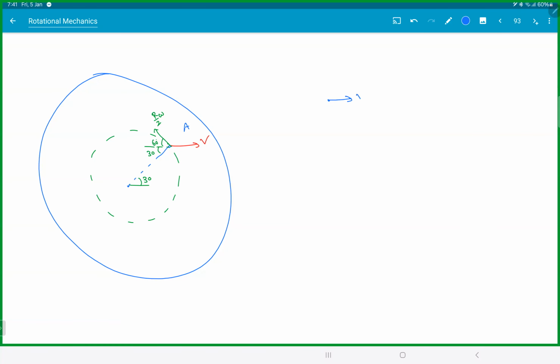So at point A, we have velocity v. This would be r omega by 2 sine 60. This will be r omega by 2 cos 60. So velocity of A will be v minus, omega is 3v by r, so r omega is 3v by 4 i cap, plus r omega is 3v by 2, sine 60 is root 3 by 2, j cap. So v by 4 i cap plus 3 root 3 by 4 v j cap.